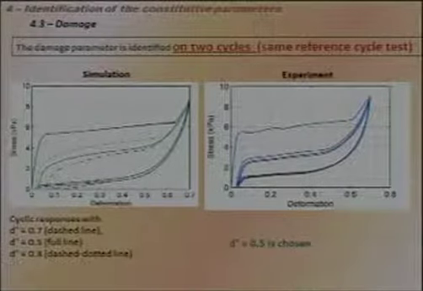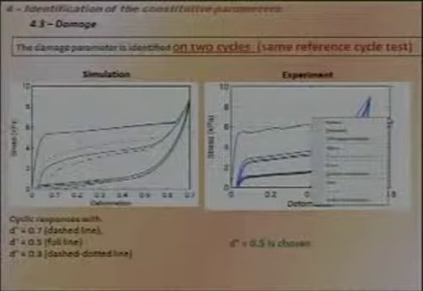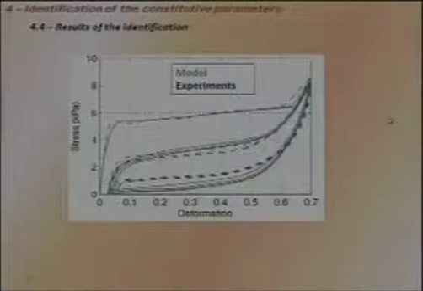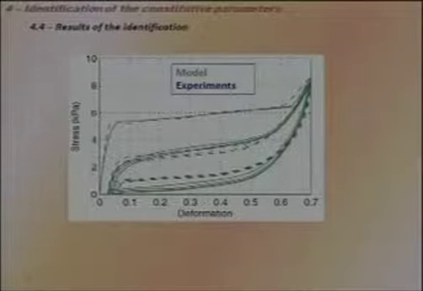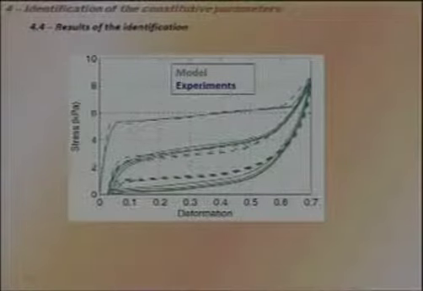So at that point we have the results of the identification of all the parameters. We have in green the models and in blue the experiment. And this gave a pretty good agreement between the model and the experiment. There is no surprise, the identification was conducted for that.